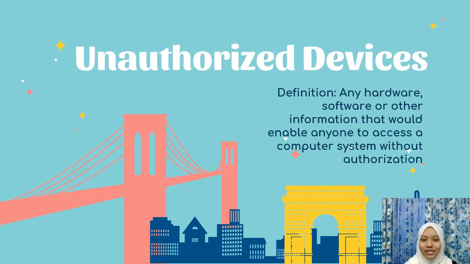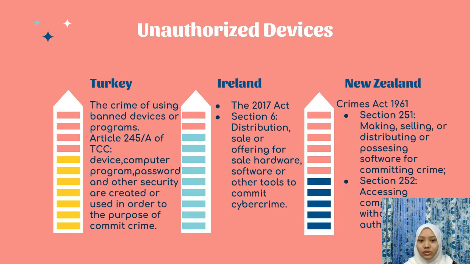The second one is unauthorized devices. Unauthorized devices are any hardware, software, or other information that would enable anyone to access a computer system without authorization. Each country has its way of managing the crime related to unauthorized devices. Based on the offense of unauthorized devices, these are the laws that will be imposed on the criminal according to the country.